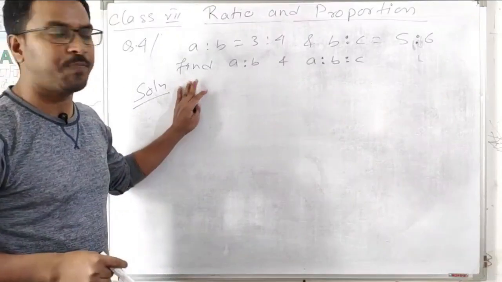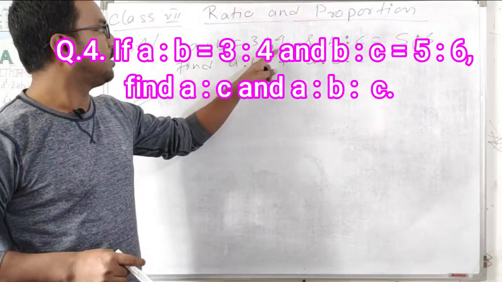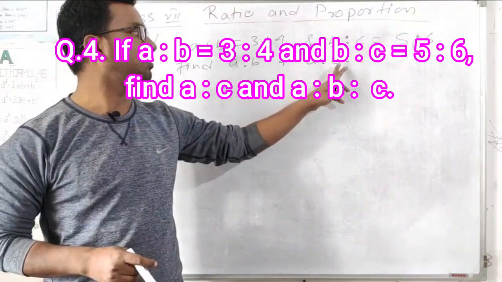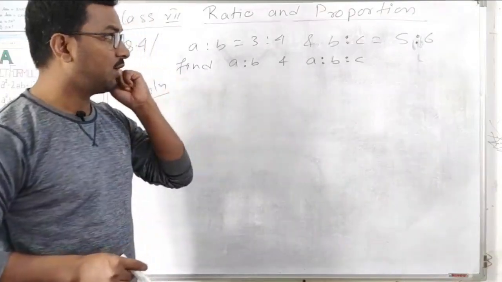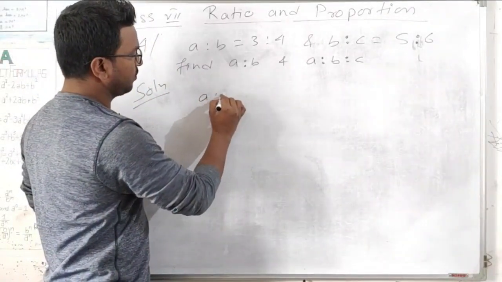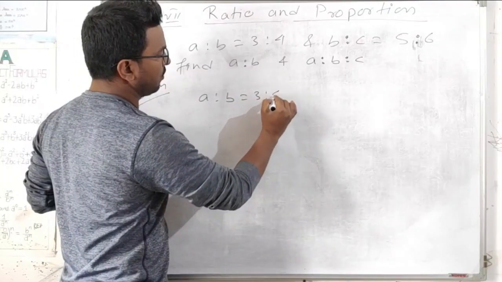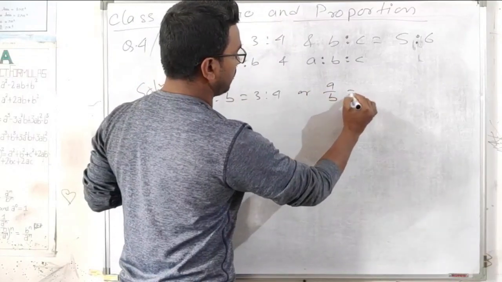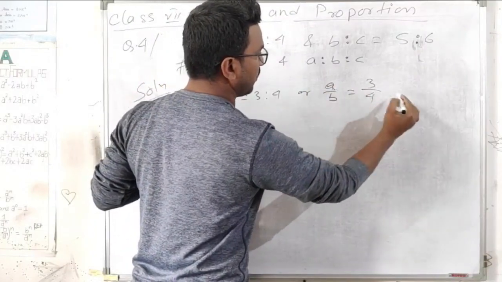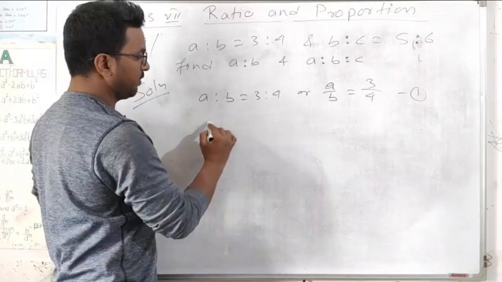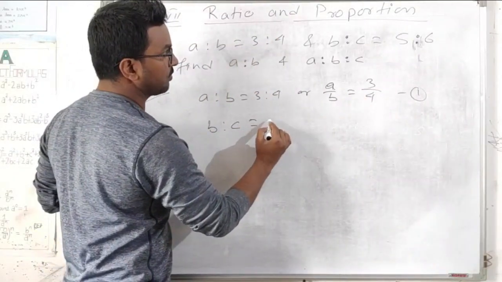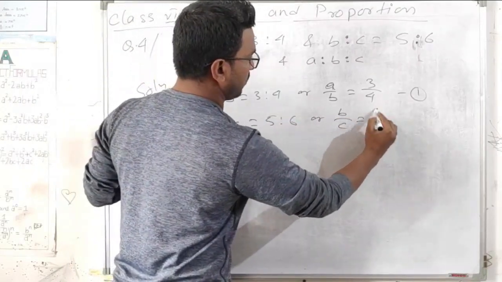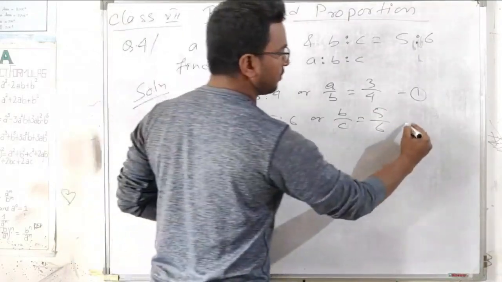Our next question is: given A is to B is 3 is to 4, and B is to C is 5 is to 6. You have to find A is to C and A is to B is to C. Now here you see we write A is to B equals 3 is to 4, and this can be written as A by B equals 3 by 4. This is equation 1. And next one is given B is to C equals 5 is to 6, or B by C equals 5 by 6. We can write, right? So equation 2.